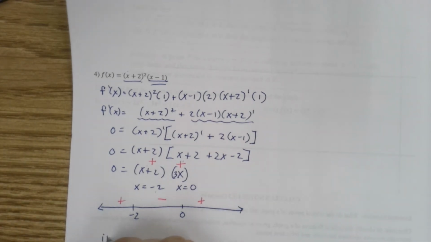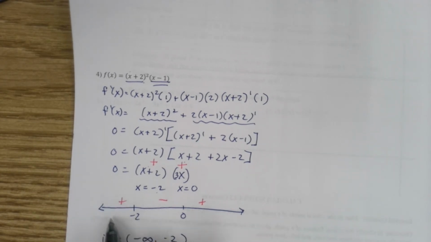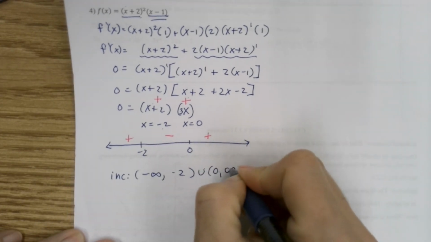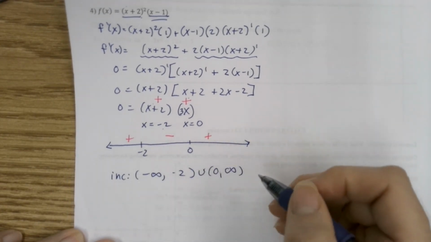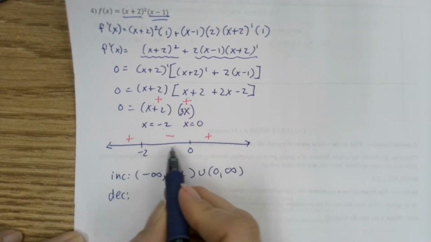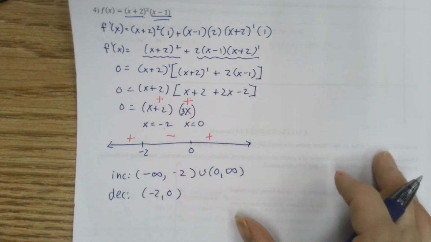So if we're asked to identify where this is increasing, that would be from negative infinity to negative 2. So everywhere my interval is positive, and also from 0 out to infinity. You can use the union symbol or a comma is fine. And this is decreasing everywhere my interval is negative. So from negative 2 out to 0.